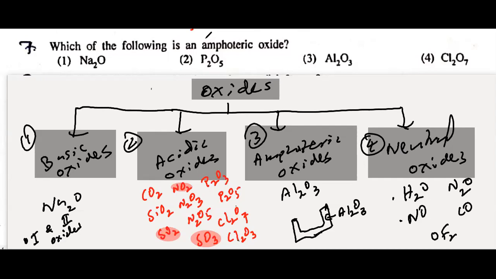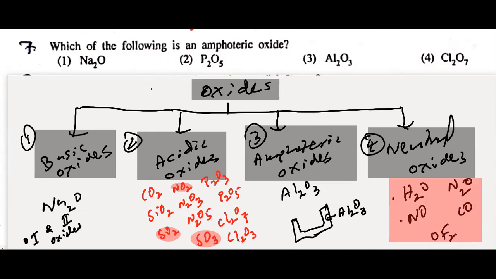Anyone still copying down? Why neutral oxide? They don't react with water. If you put them into water, no reaction. You can write here: no reaction with water. Acidic oxides react with water to make acids. Basic oxides react with water to form bases, alkalis. You have done a separate lesson on acids and bases.